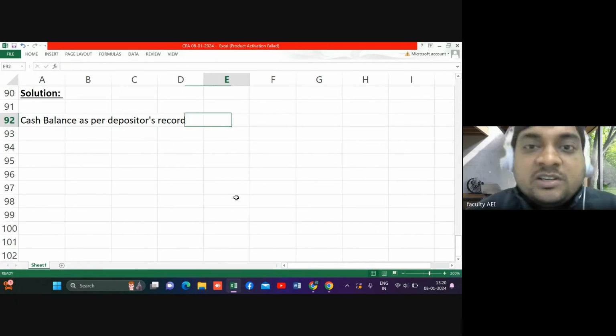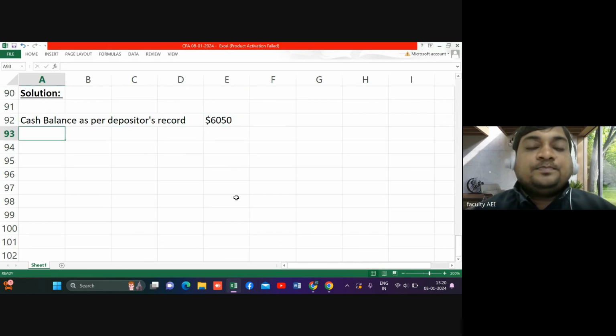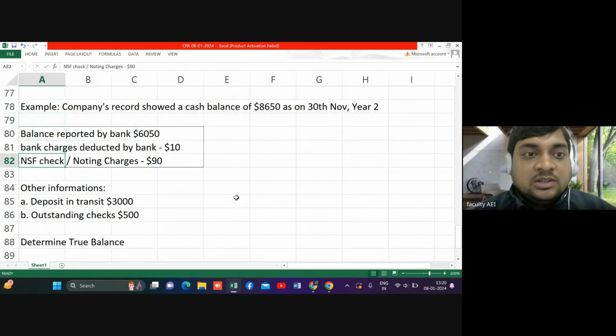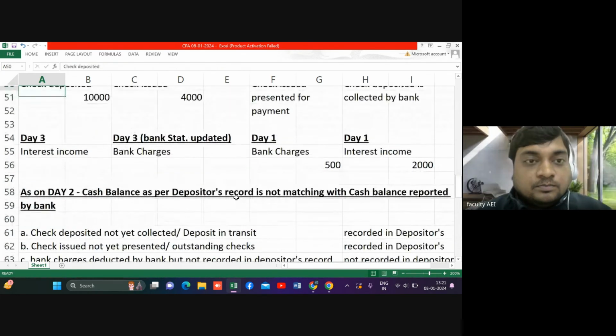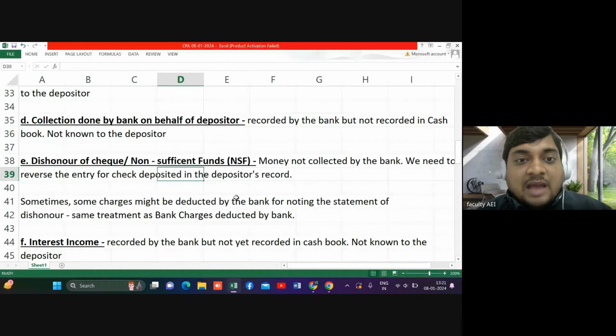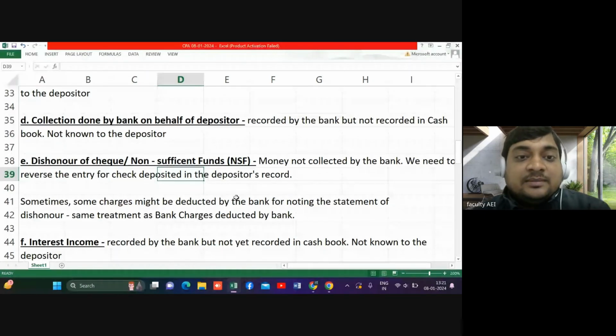Cash balance as per depositor record is $8650. Now you can easily see that these charges are not recorded in cash book yet, and this non-sufficient check is recorded, but I need to reverse it, right? I told you, we need to reverse the check deposited entry. So at the time of depositing, we increased the depositor's record. Now we are going to reduce it, right?